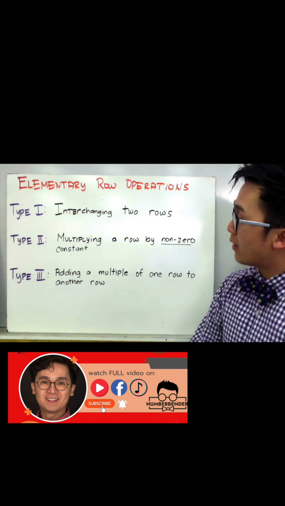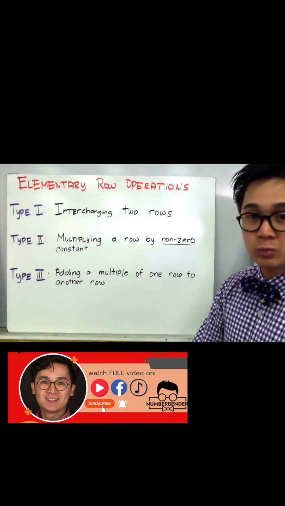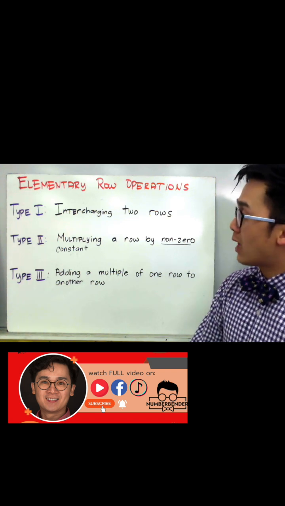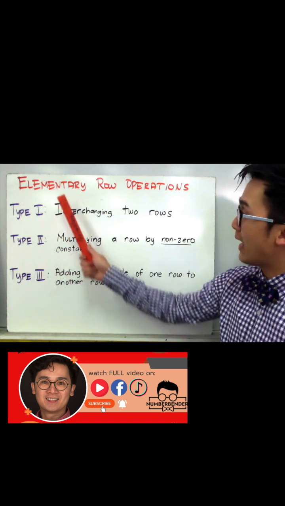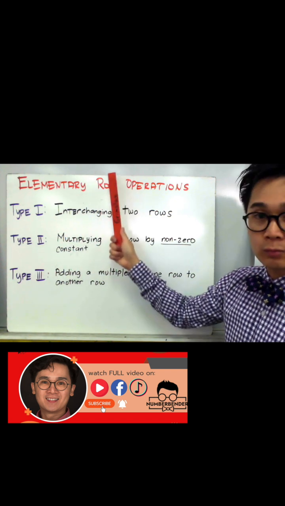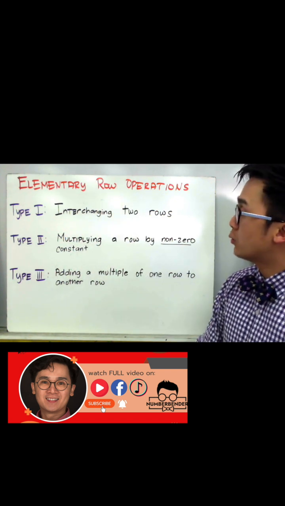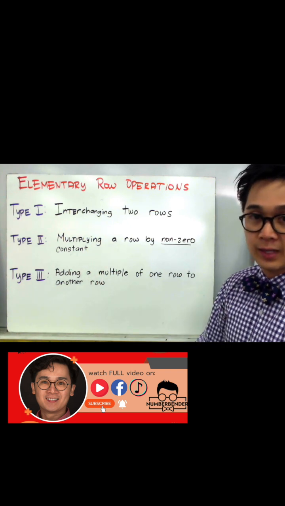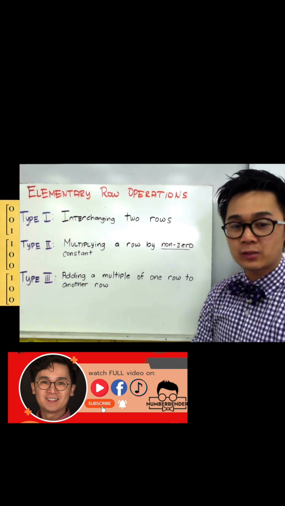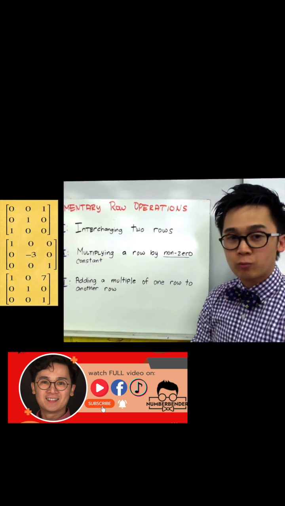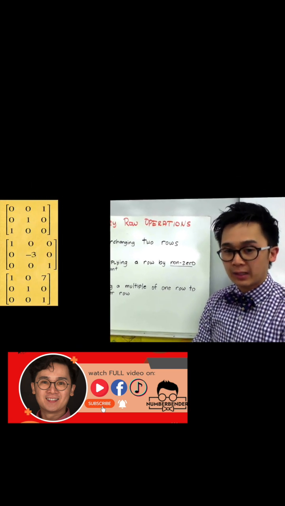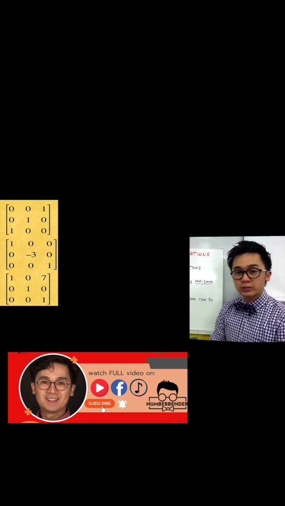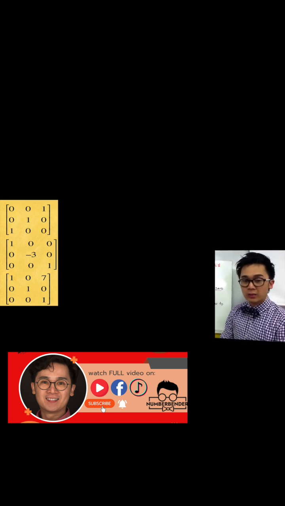Now, these are the elementary row operations that we're going to use in our examples in a little while. The reason why they are called elementary row operations is because we're just going to work out these operations on each row of a given matrix. We have here three matrices and we're going to perform type 1, type 2, and type 3 elementary row operations.